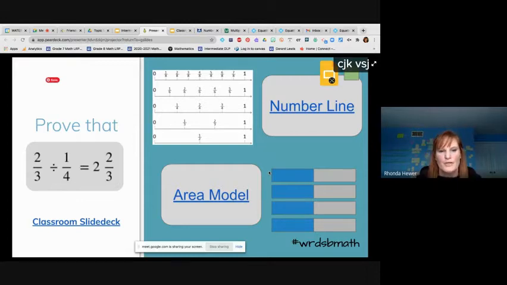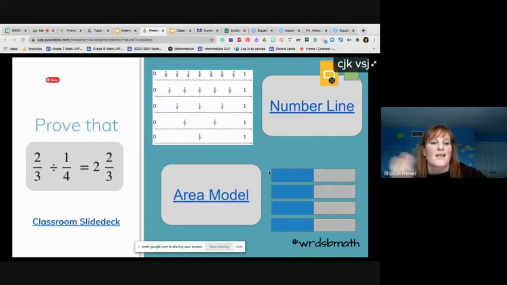So what we're going to do right now is I'm going to let you choose your own learning adventure here. If you are already familiar with how to use a number line and area model to prove this question, then I'm going to challenge you to choose technology. One link goes to an online number line. The other link goes to Equatio.